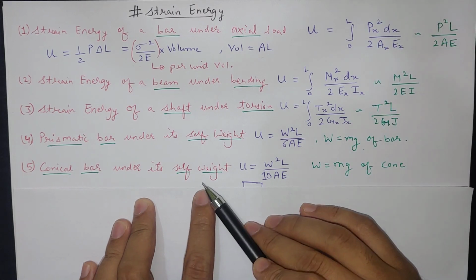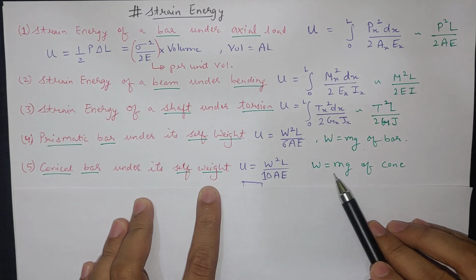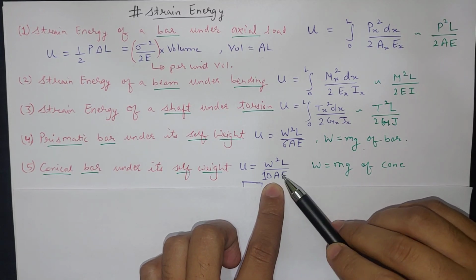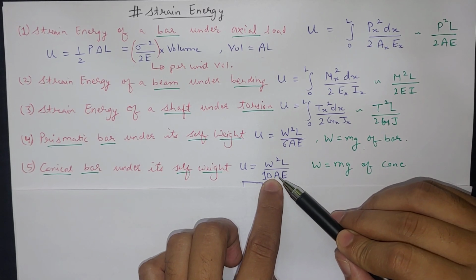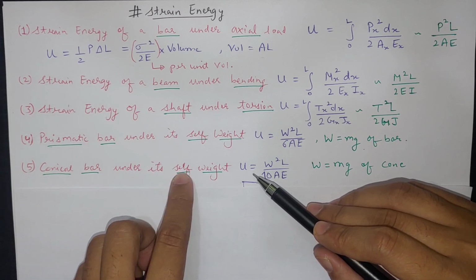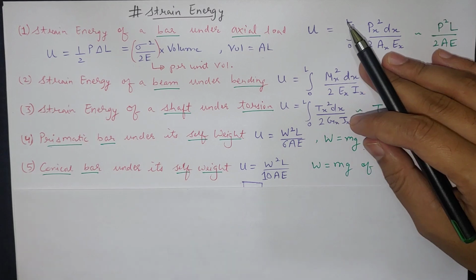If the bar is conical, then it is W square L by 10AE. Here W is mg, the weight of the cone, and A is the area of the base of the cone. The cone is hanging from the base, and we calculate the strain energy of this conical bar due to its self weight. So it will be W square L by 10AE.